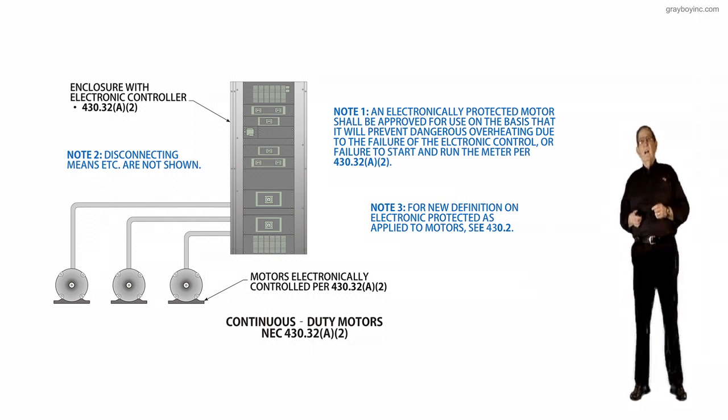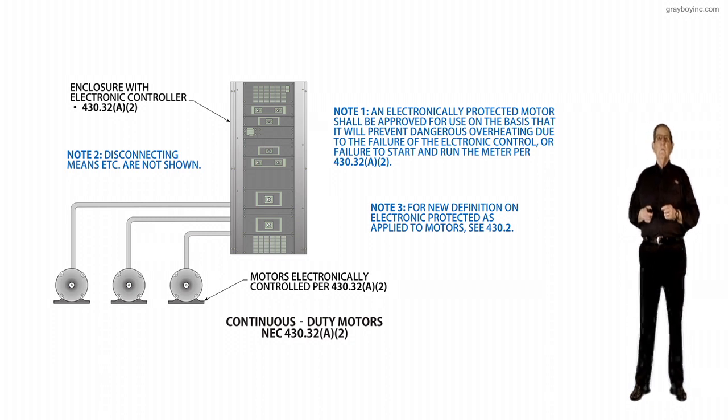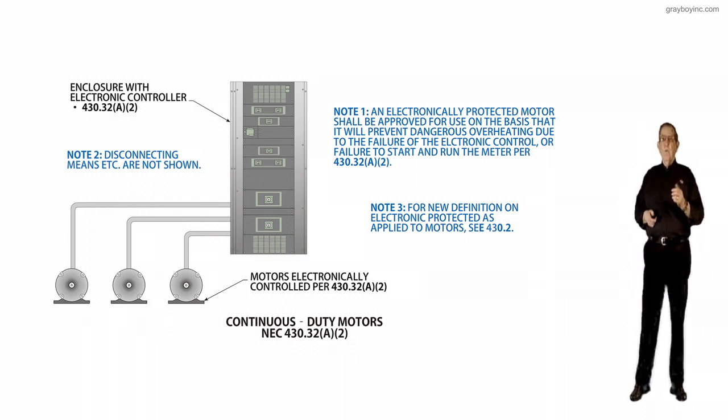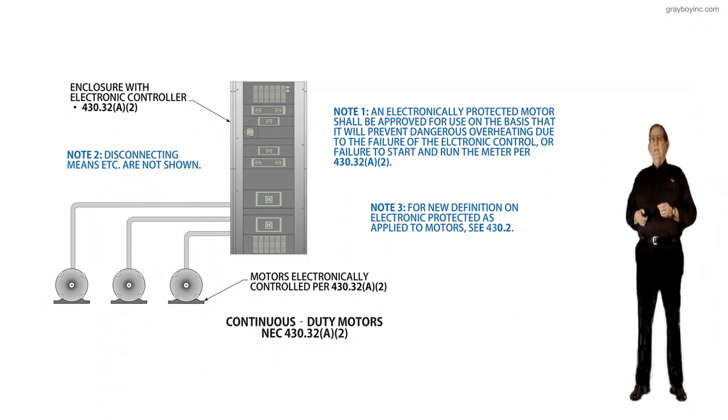Now, the enclosure that we see here is an electronic controller, and it lines up with the requirements of 430.32(A)(2). And the 3 motors that you see are electronically controlled per 430.32(A)(2).